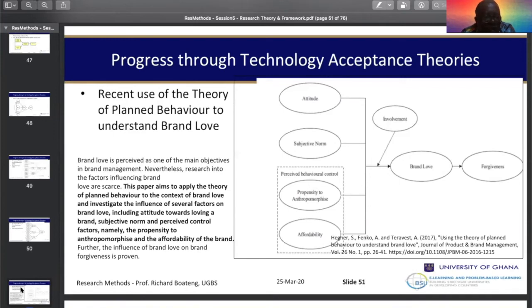This paper aims to apply the theory of planned behavior to the context of brand love and investigate several factors on brand love, including attitude towards the brand. That is one coming from the theory of planned behavior. And now number two, subjective norm, that is there, and perceived behavioral control.